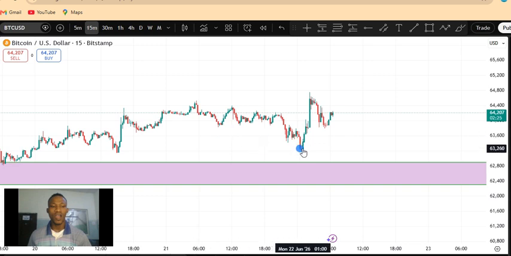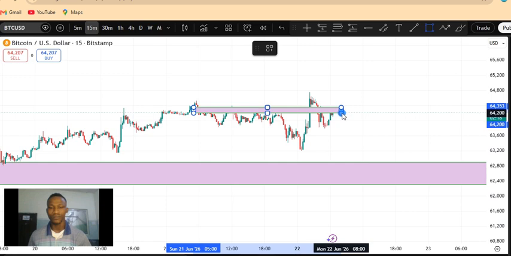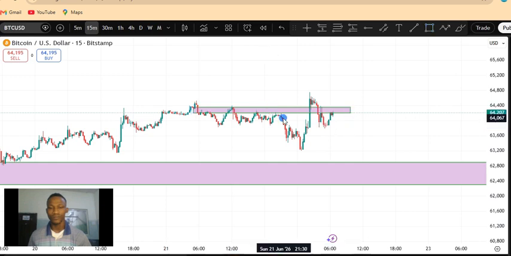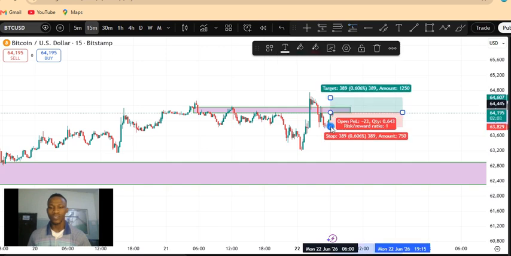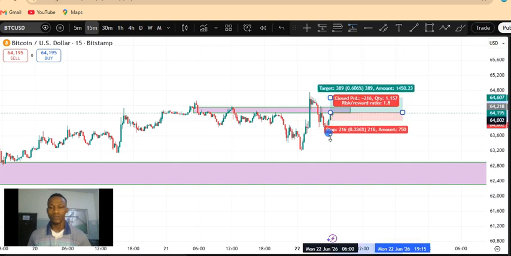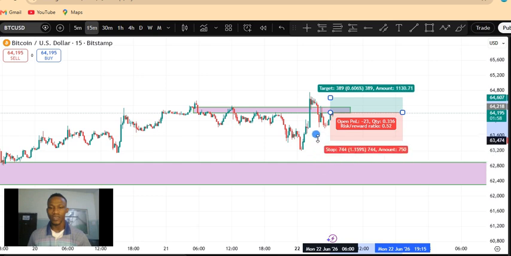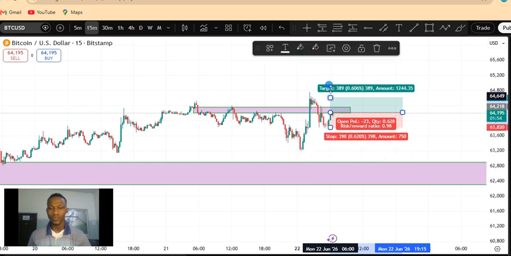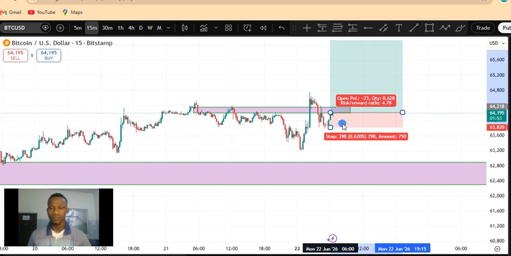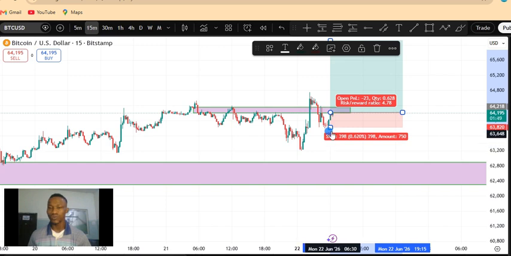Here, it tries again, and you can see it breaking this internal level right here. So let me mark this internal level. Getting above this internal level is where my entry comes in. Entry is going to be right here. Target is going to be below this previous low right here. Then take profit is going to be at a minimum of 1:2 risk to reward ratio.